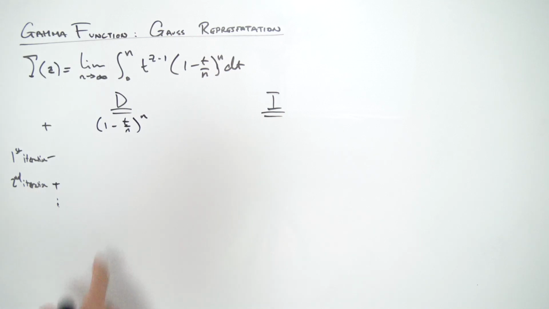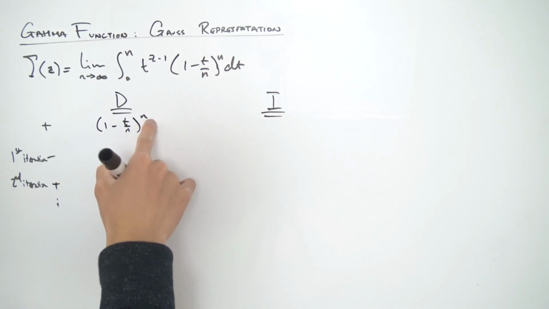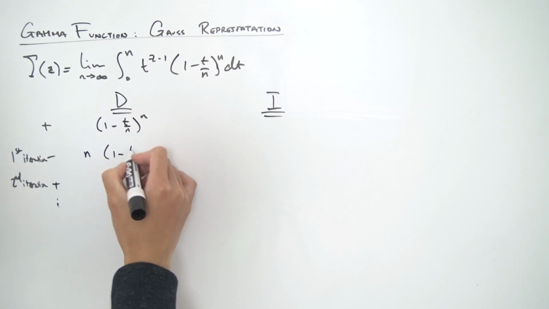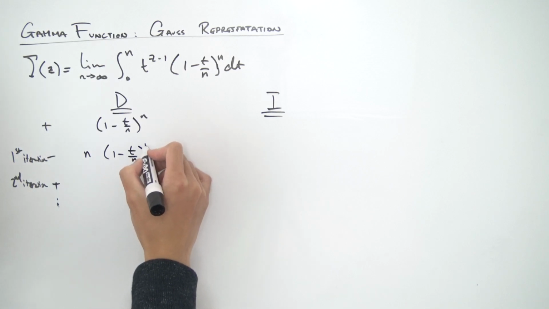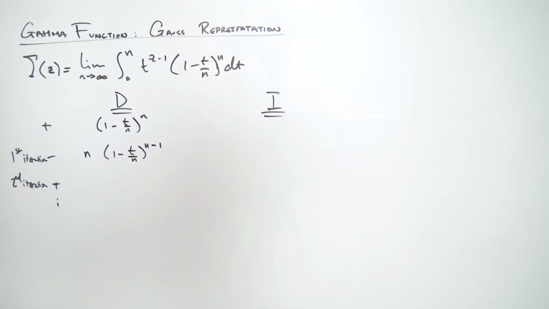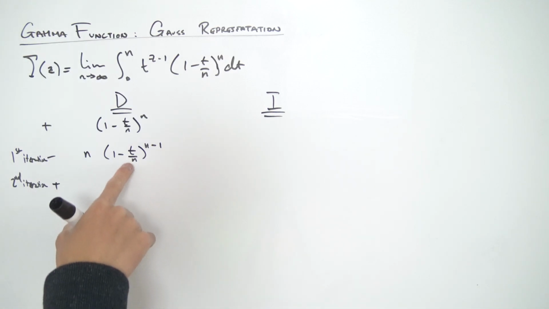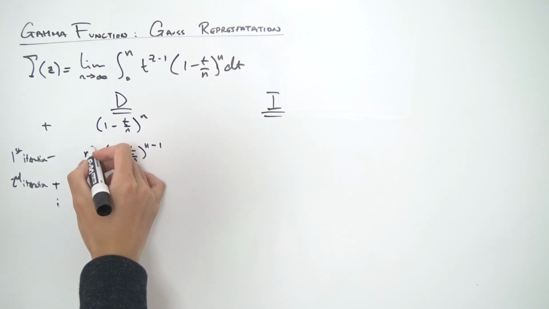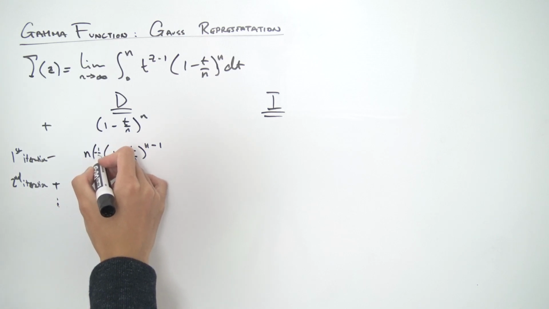But what are we going to get if we differentiate this once? We're going to get, well, this power jumps down, so we're going to have n, and then 1 minus t over n, and then this is an n minus 1. Okay, and we also have some chain rule happening on the inside. Derivative of the inside is just minus 1 over n, like so.